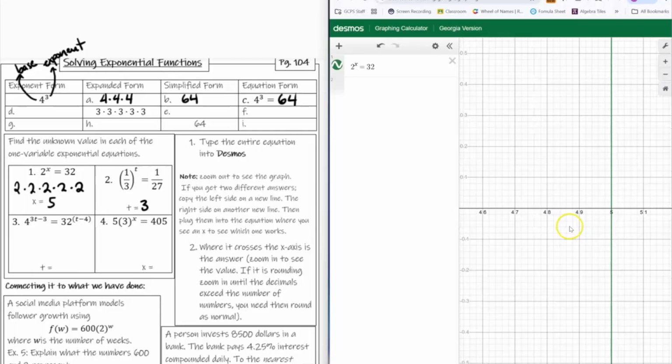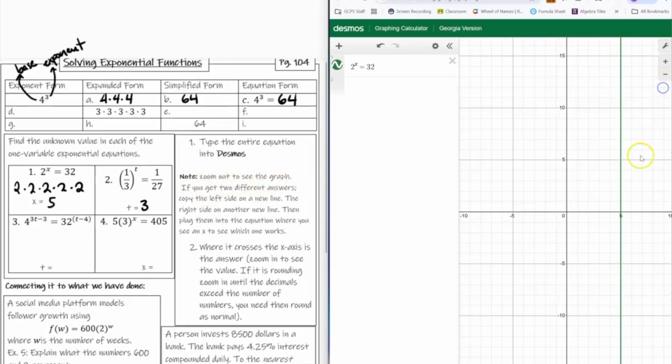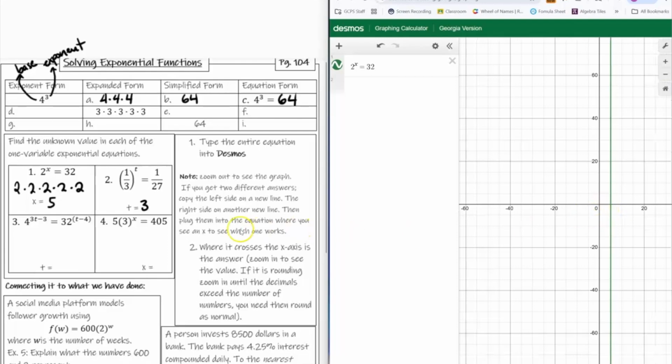And all you have to do is zoom in. So you zoom in, zoom in, zoom in. What is that number? 5. So as you can see here, type in the entire equation into Desmos, zoom out or zoom in so you can see the graph. If you see two different answers, which I do not in this situation, so I don't have to worry about that.